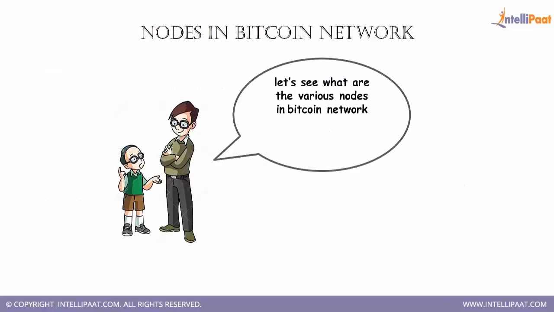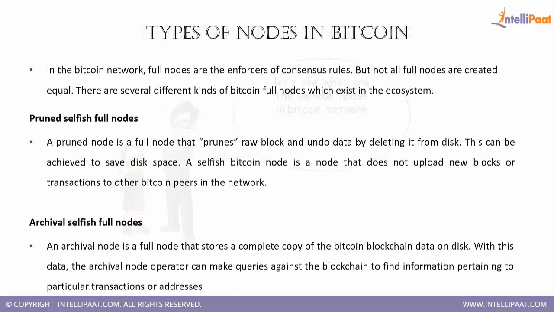Okay, so nodes in the Bitcoin network. Let's see what the various nodes in the Bitcoin network are. We typically have two kinds. Pruned and selfish nodes: a pruned node is a node that prunes raw block and undo data by deleting it from disk. This can be done to save disk space. A selfish Bitcoin node is a node that does not upload new blocks or transactions to other Bitcoin peers in the network.